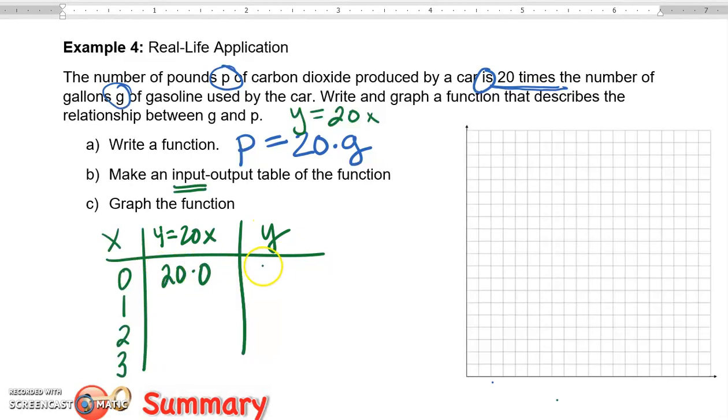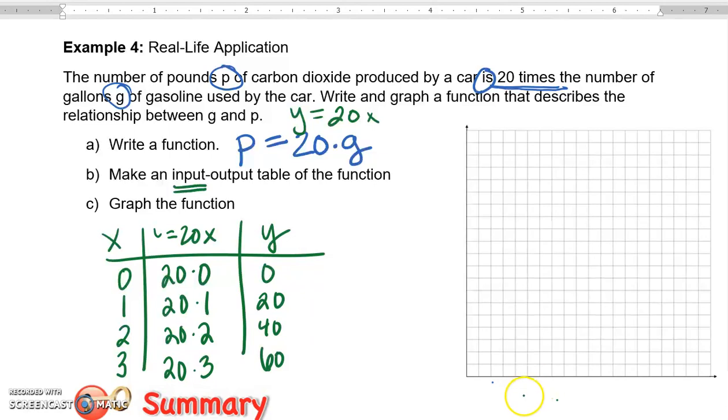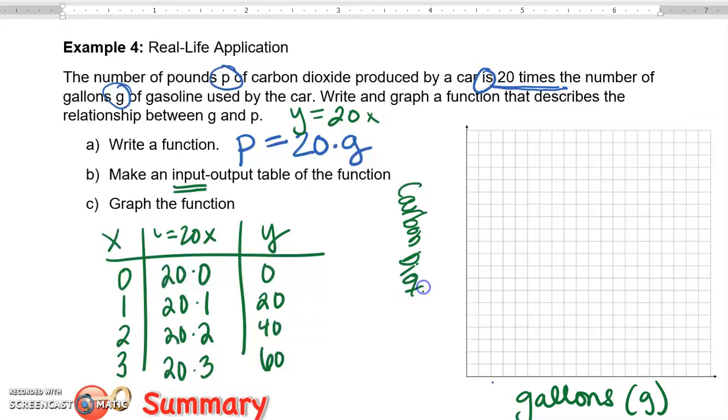So 20 times 0 is 0. 20 times 1 is 20. 20 times 2 is 40. And 20 times 3 is 60. Okay, so then we need to come over here and graph our graph. So your gallons of gas are going to go on the bottom because that is your x variable, and your carbon dioxide, in pounds, is going to go on your y-axis, okay?